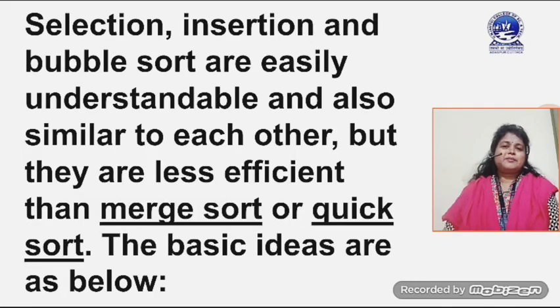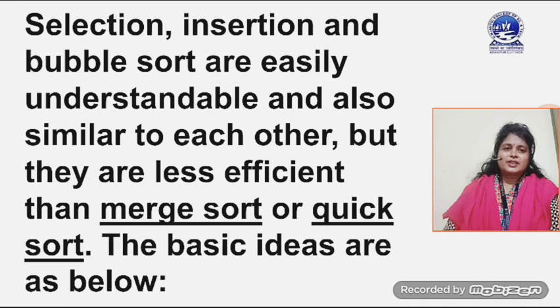Now here I have represented one analysis between selection sort, insertion sort and bubble sort. Actually, I want to explain how they are similar. Selection, insertion and bubble sort are easily understandable. They are very simple, and also similar to each other, but they are less efficient. All of them are efficient for a small list. For a bigger list, they are not efficient. They are less efficient in comparison to merge sort or quick sort. Why are they less efficient? Now we will discuss.